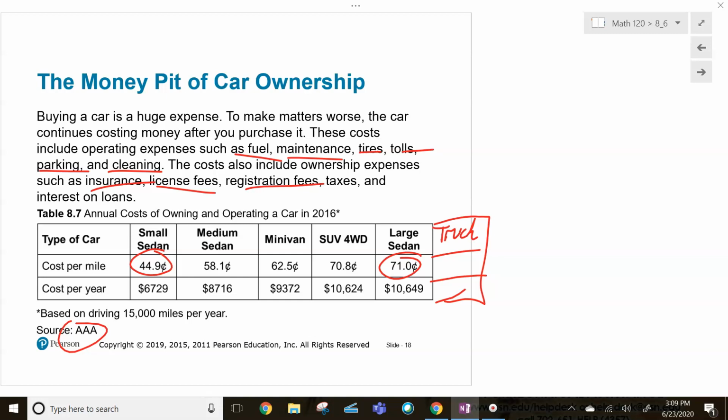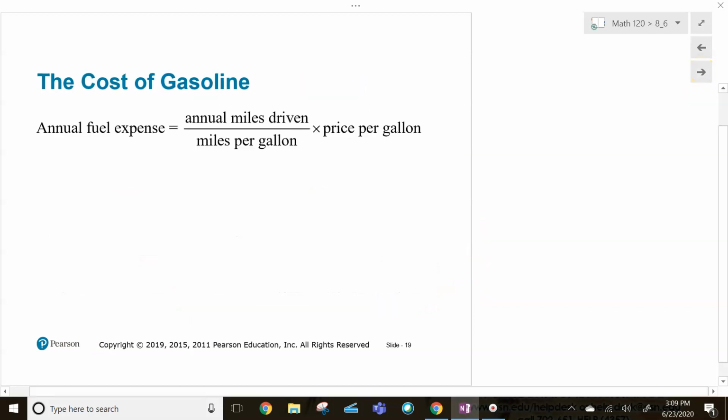This is your yearly cost based on 15,000 miles. You drive a little old Honda Civic like me type of deal, and you got the 6729 per year. You drive a large sedan or a truck, and you're up at around $11,000 per year, considering everything. So that can be a substantial difference depending on what you drive.